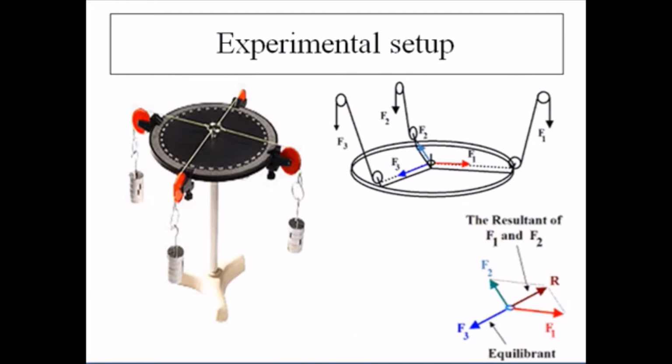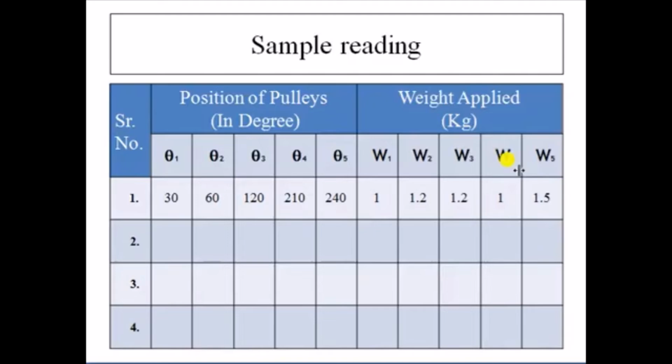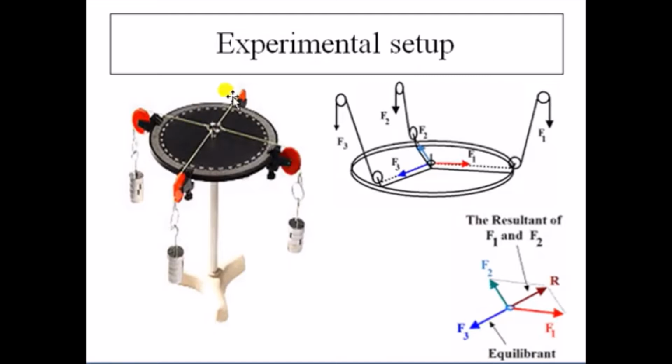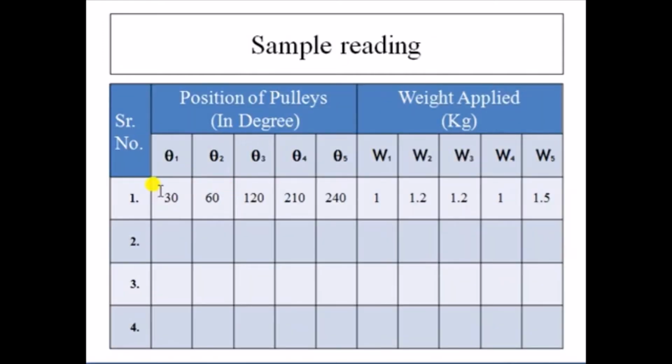Moving on to our actual experimental setup, I will explain one sample reading. For example, the positions of the pulleys are represented here. We are taking 5 sets of pulleys on our board. Here there are 4 sets of pulleys represented in the diagram. In the actual experiment, let us take 5 sets of pulleys, so there will be 5 such ropes. With respect to 0 degrees, we will represent the position of the pulleys in degrees. Let us keep the values as 30 degrees, 60 degrees, 120, 210 and 240. You can vary this as per your choice.